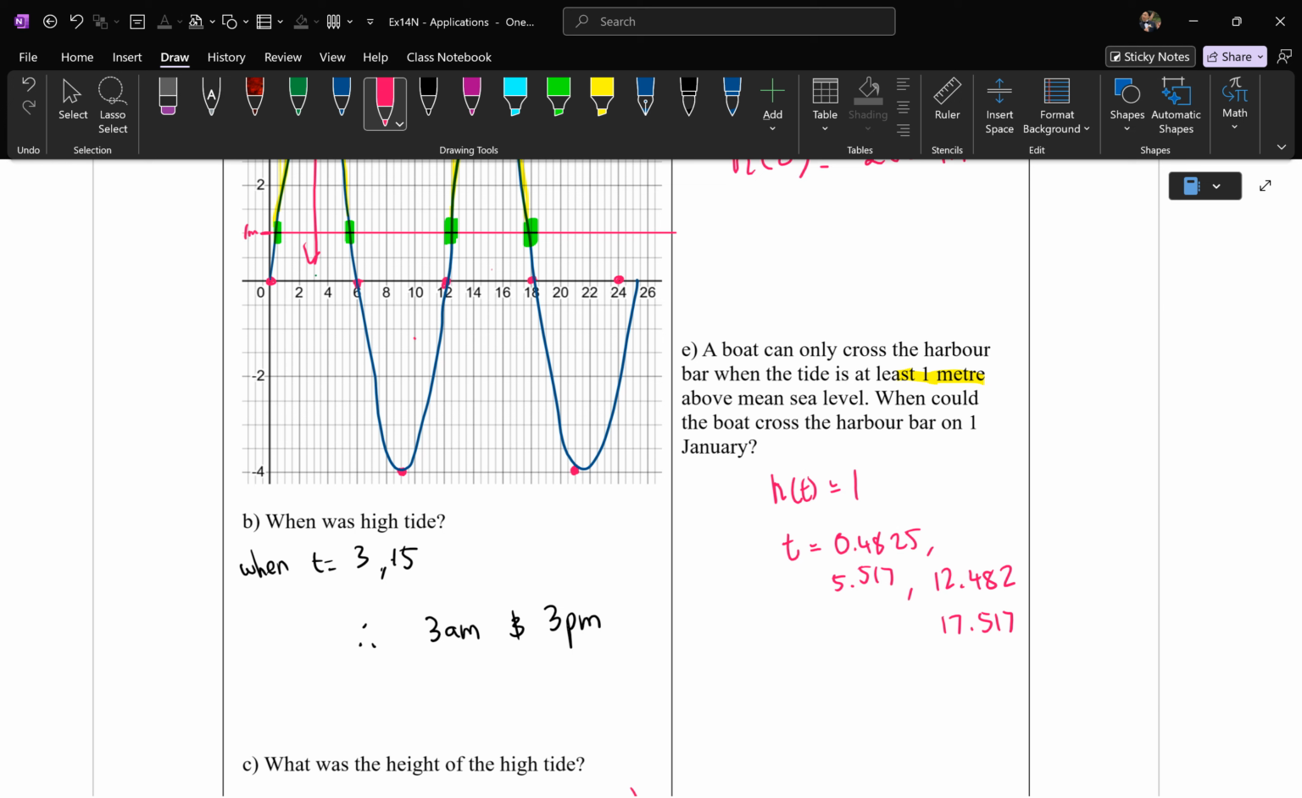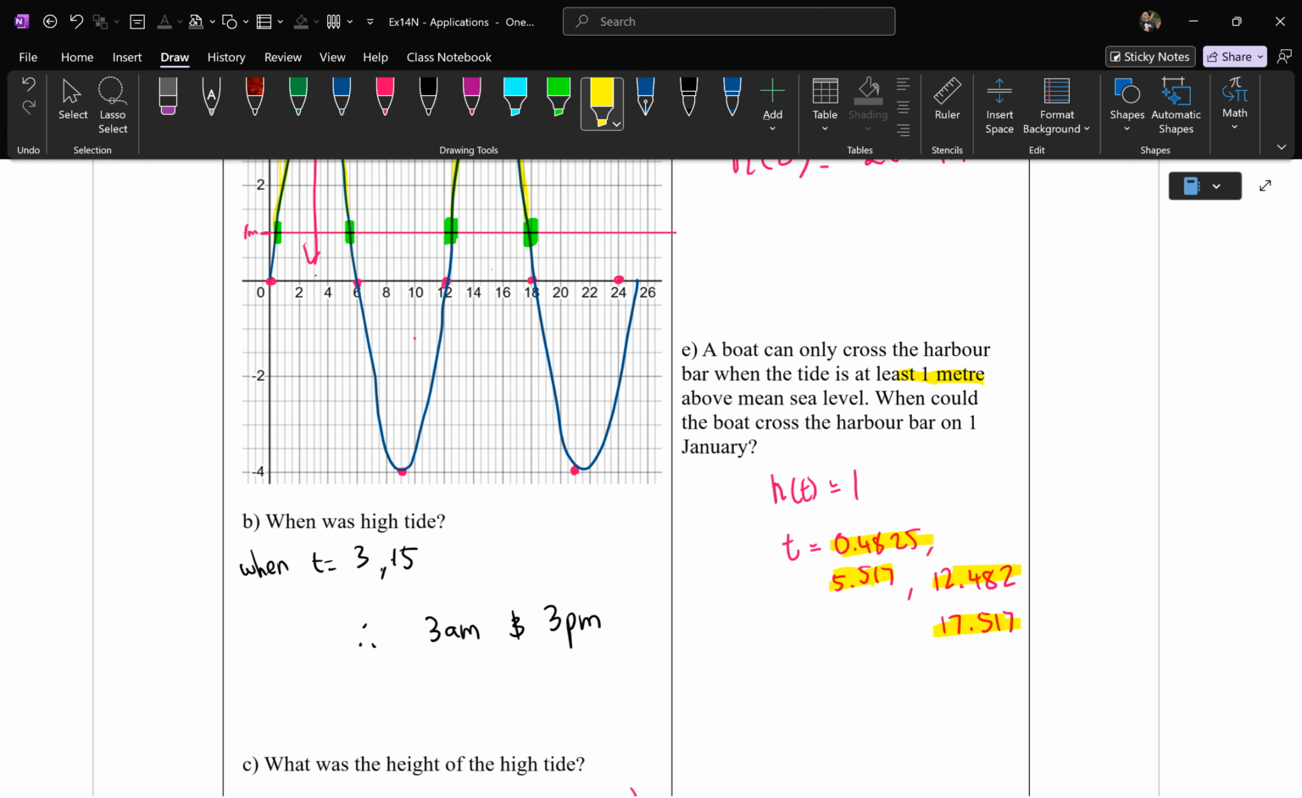Good. Remember, you're not getting full marks yet. Why? It's asking for when. It's weird if you came to me and said, when can my boat go through? And I said 0.4825 and 5.517. It doesn't make sense, right? You have to tell them the time. Now the question is, how do you convert these into a time? Because that's what you have to practice getting into when you answer the questions.